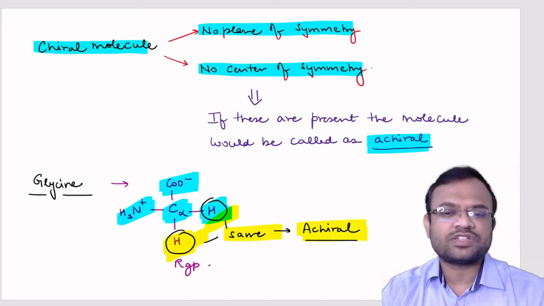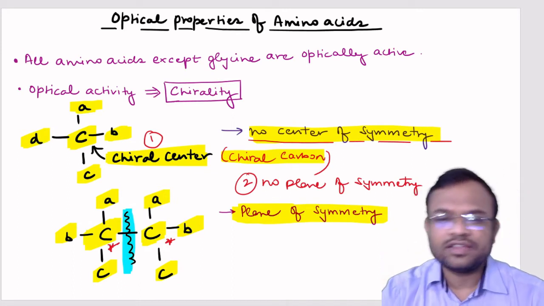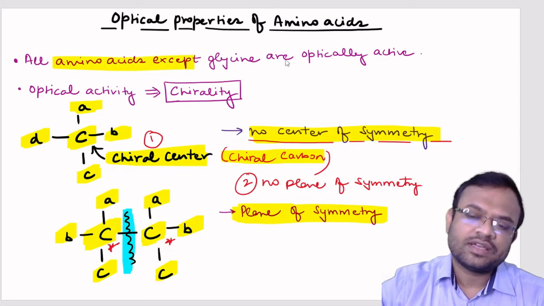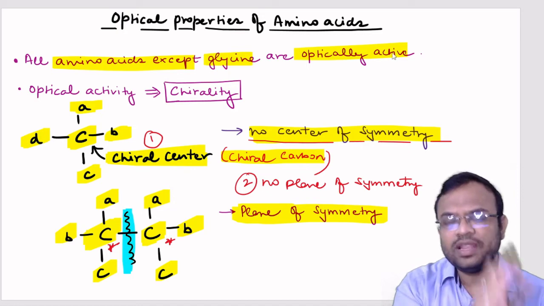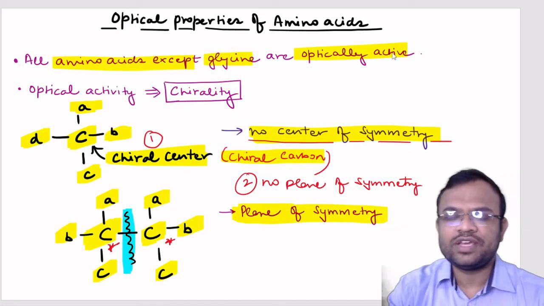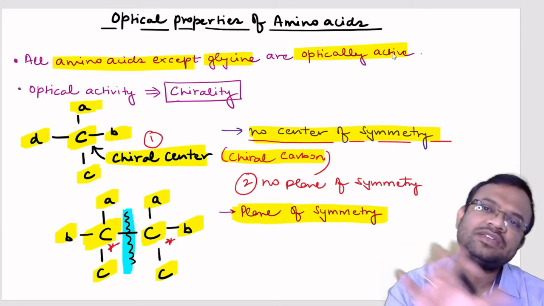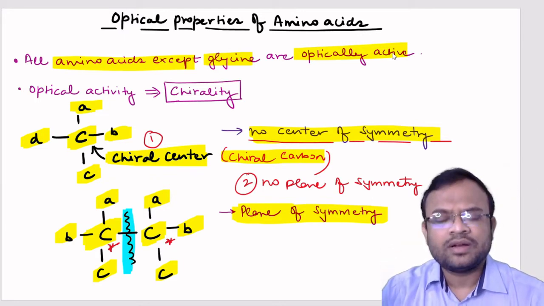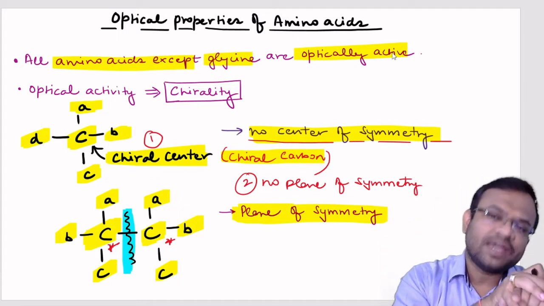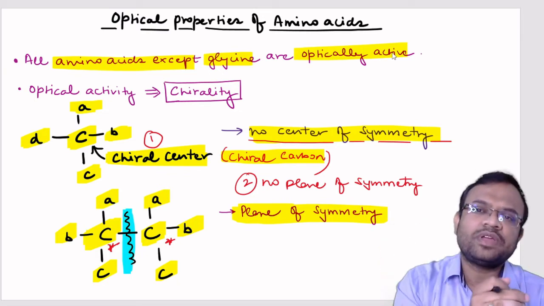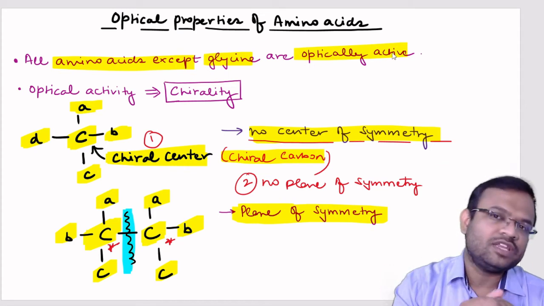So this was the first mention in the slide, that all amino acids except glycine are optically active. Now we would link chirality with optical activity in just a couple of minutes, but I believe you would have understood that glycine is achiral. Next, when a compound is chiral, then it will definitely show some optical properties. Now what do I mean by optical properties? I would just tell you in a bit.